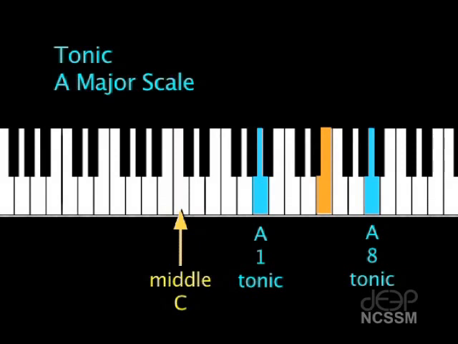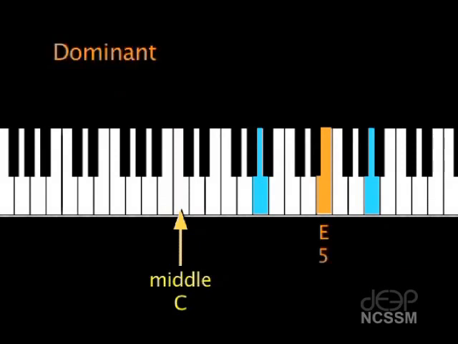The next note of importance is the 5th note of the scale. It is known as the dominant of the scale and is generally considered to be the second most important note in the major scale.